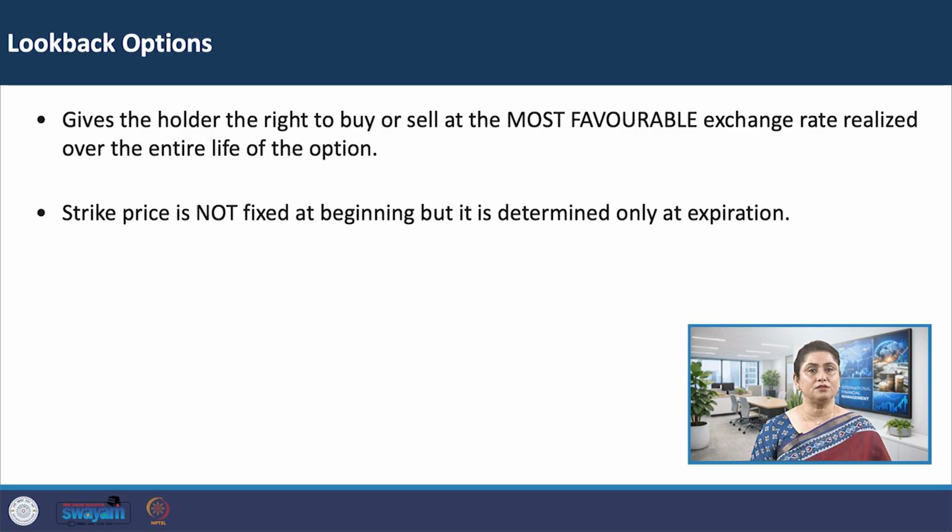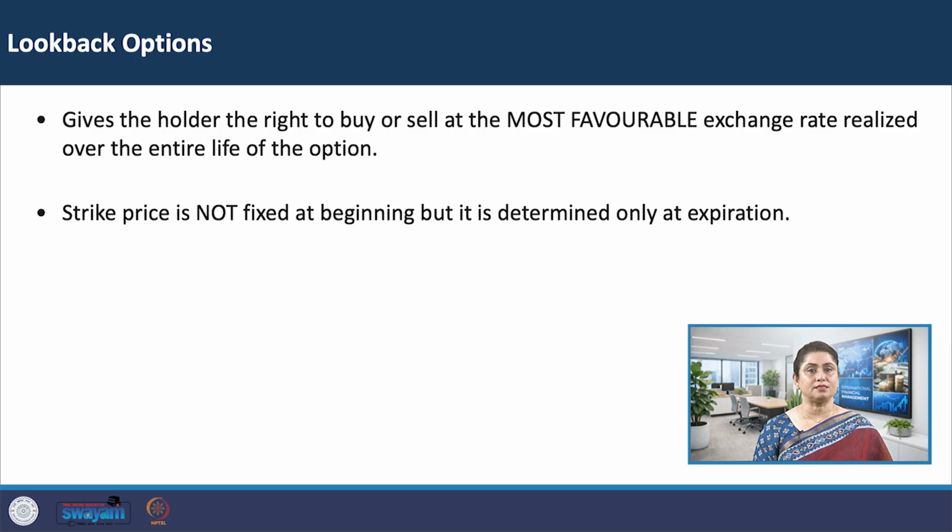Let us begin with the first type, that is the look back option. A look back option gives its holder the right to purchase or sell foreign exchange at the most favorable rate realized over the entire life of the option. This is its defining feature. You look back over the entire period and use the best rate. The key point here is that the strike price is not known at the beginning.